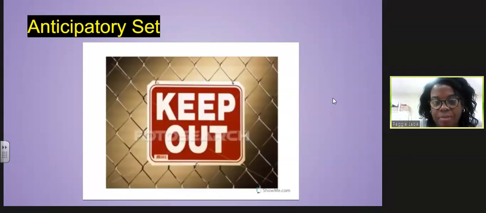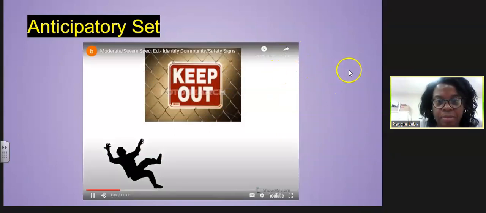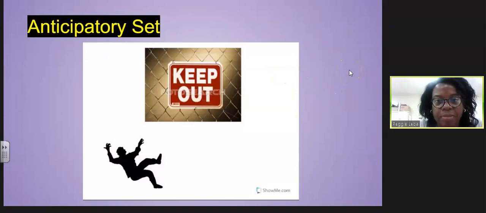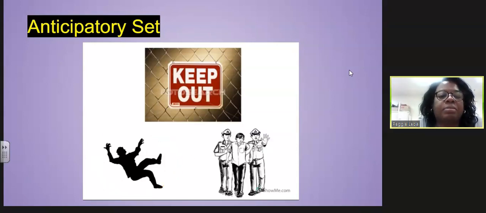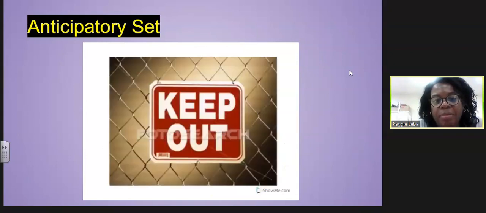Look at the sign. It says, keep out. Keep out means do not go inside. If we go inside and the sign says keep out, something bad might happen. We could possibly get hurt, or we could get in trouble. Keep out. It means do not go inside.